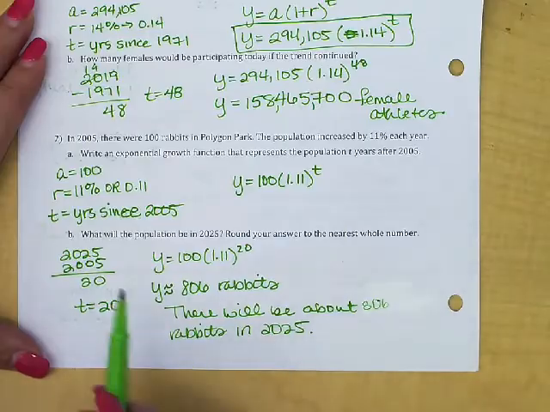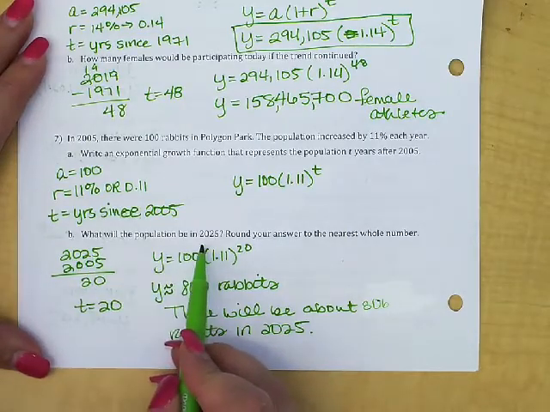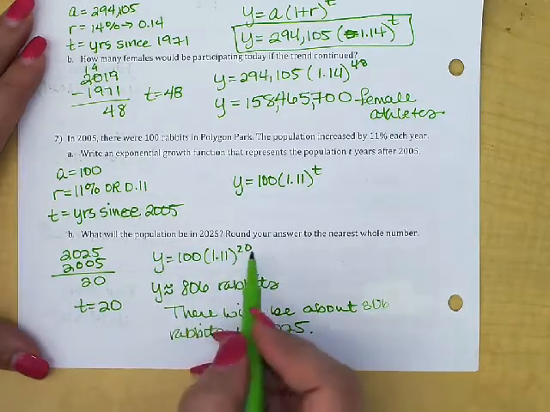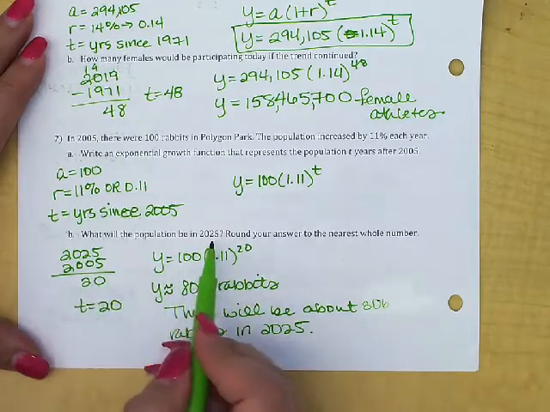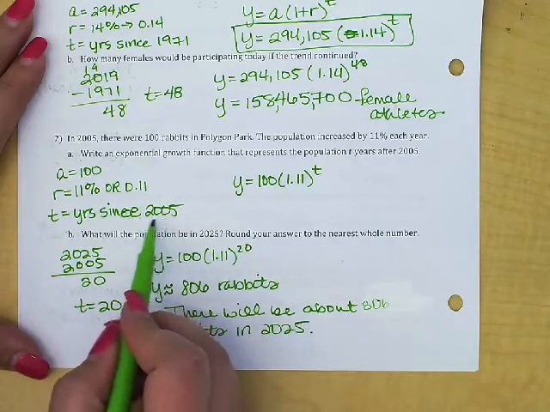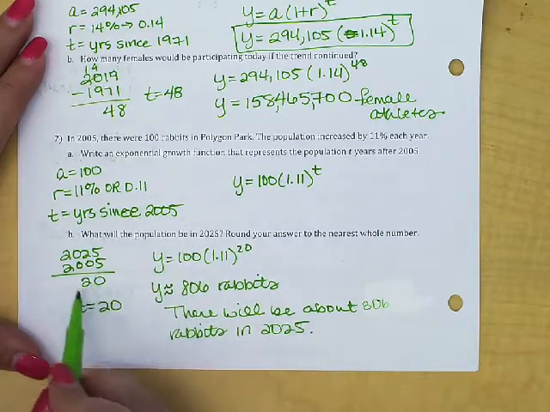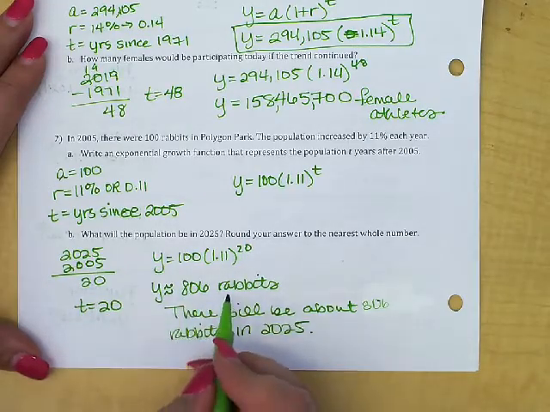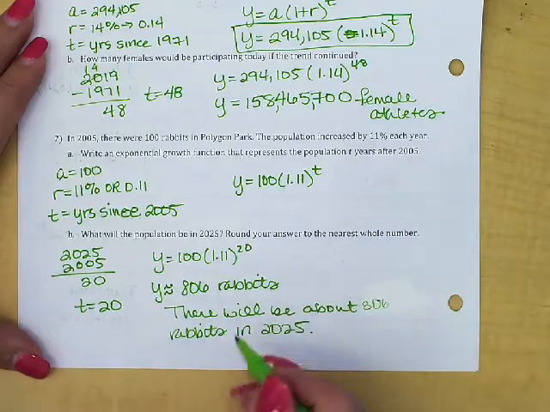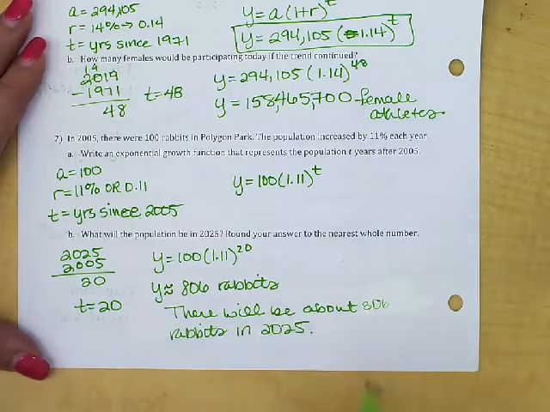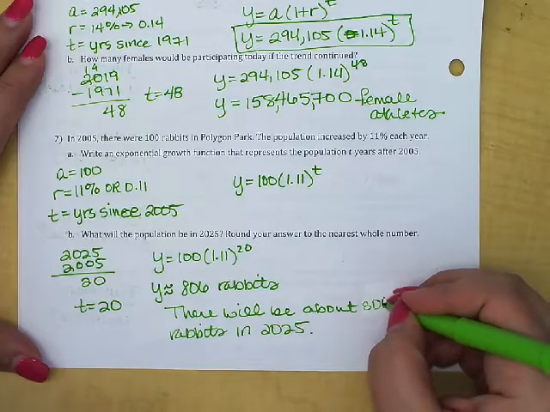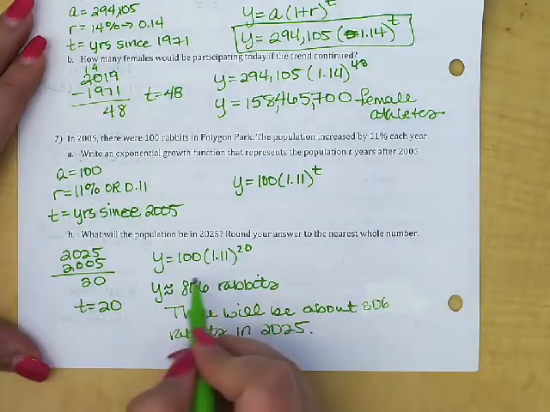So when they ask what the population will be in 2025, we don't want to just put a 2025 in here. That would be kind of crazy. We really want to find out how many years have passed. If we're in 2025, how many years will it have been since 2005, which is 20 years? So that would be a t value of 20. That's what we plug in, and we evaluate that, and we round to the nearest whole number because we really hope there are no partial little bunnies going around. So about 806 rabbits. There will be about 806 rabbits in 2025, approximately. I know that's kind of hard to see, but you can see it right there.